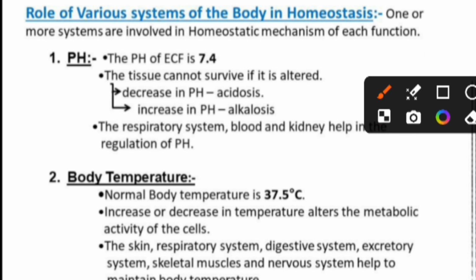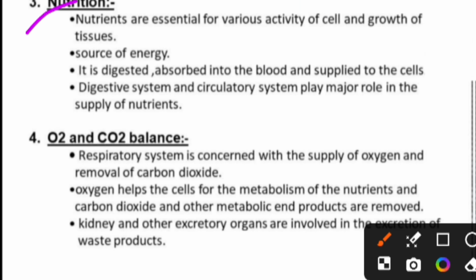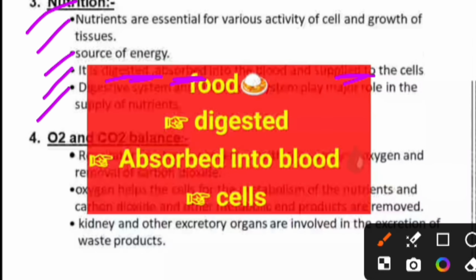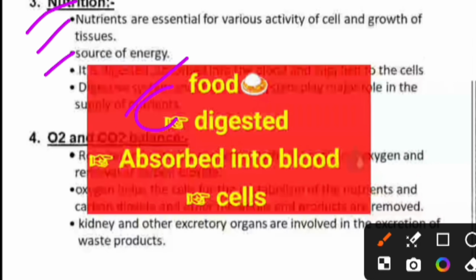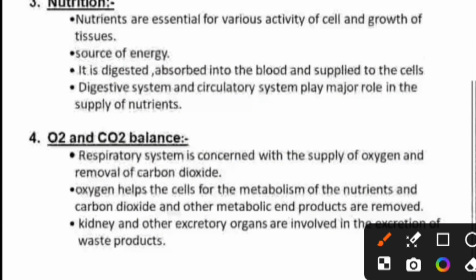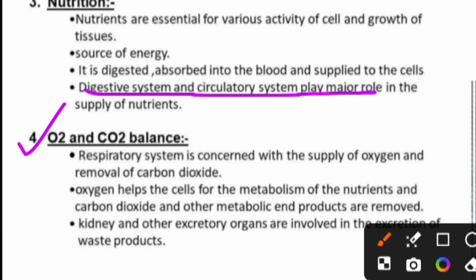Nutrients are essential for the various activities of the cell and the growth of the tissue. Nutrition is also called the source of energy. First of all it is digested, then it is absorbed into the blood and then supplied to the cell. For example, if you drink or eat something, first it is digested, then it is absorbed into the blood and then it is supplied to the cell and acts as a source of energy, so all the functions of the cell are performed properly. Then the digestive system and circulatory system play a major role in the supply of nutrition.